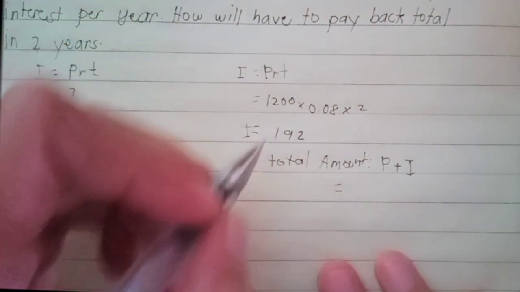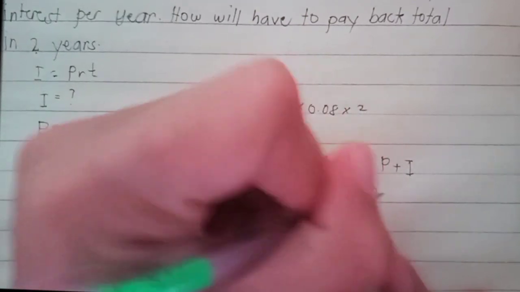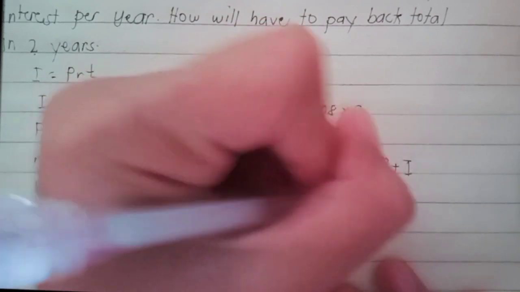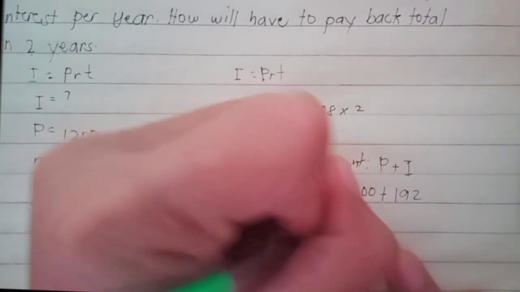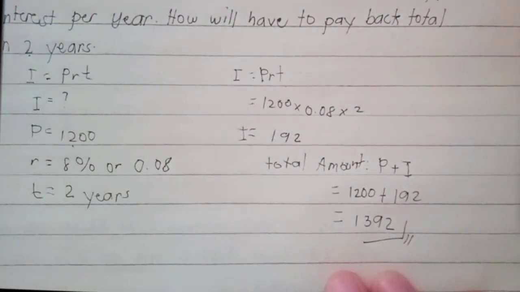So locate the values. 1,200 plus 192. So we've got 1,392. So that is the final answer.